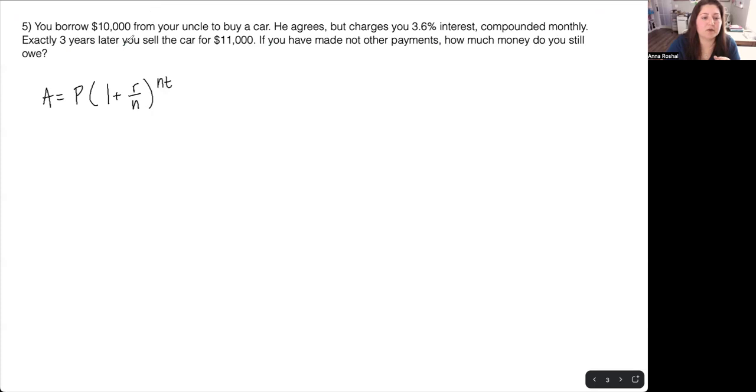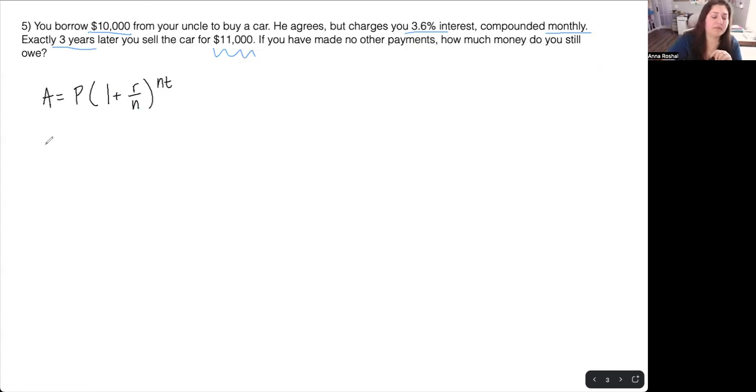Okay, so you borrow $10,000 from your uncle to buy a car. He agrees, but charges you 3.6% interest, compounded monthly. Okay, that's kind of important. 3.6% interest is important, and the amount of money that you borrow. Exactly 3 years later, you sell the car for $10,000. If you have made no other payments, how much money do you still owe?